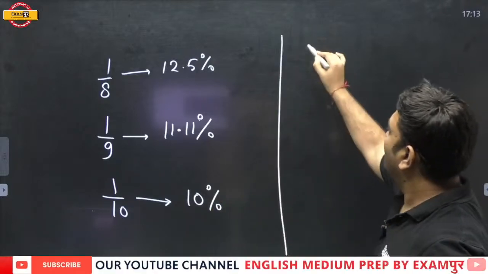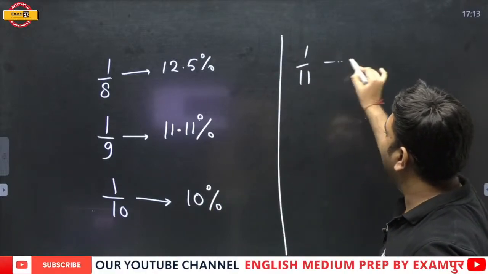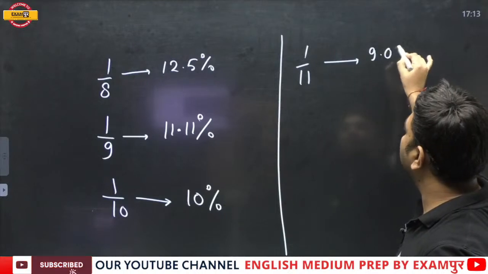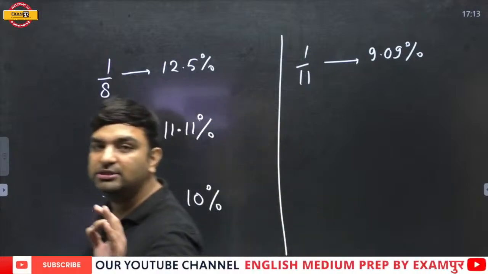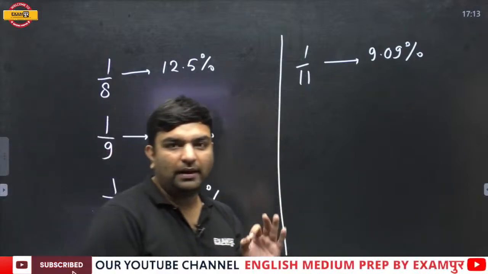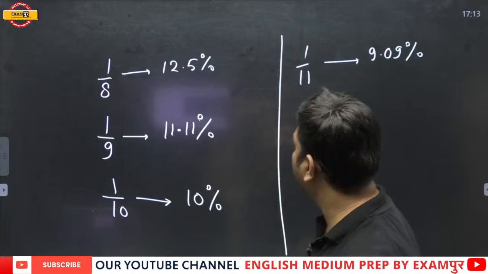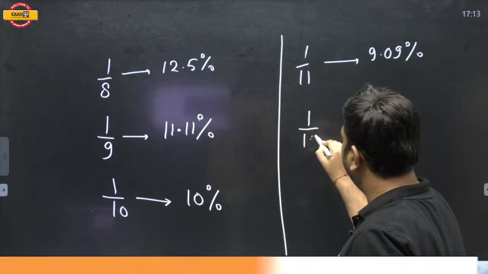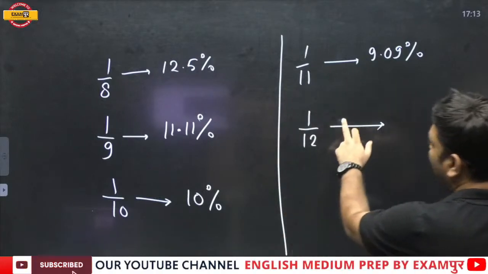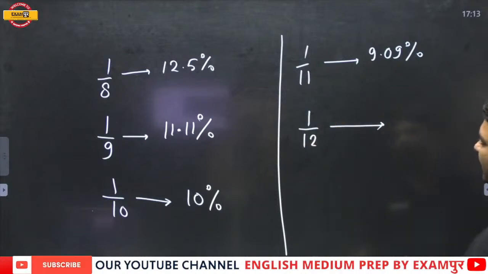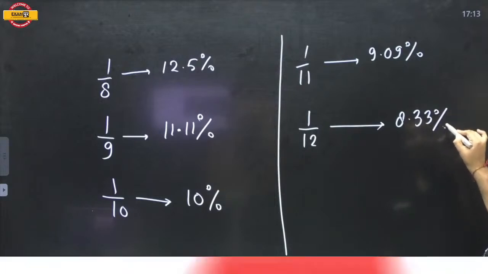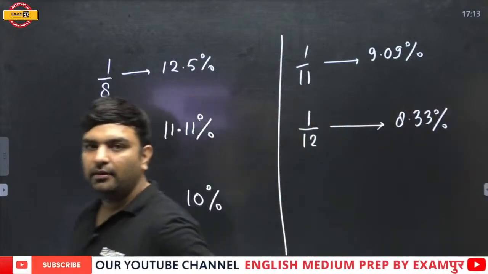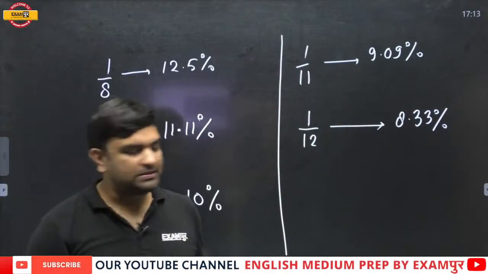Then 1 by 11 is 9.09%. 1 by 12, multiply by 100, it will become 100 by 12, which is 8.33%.